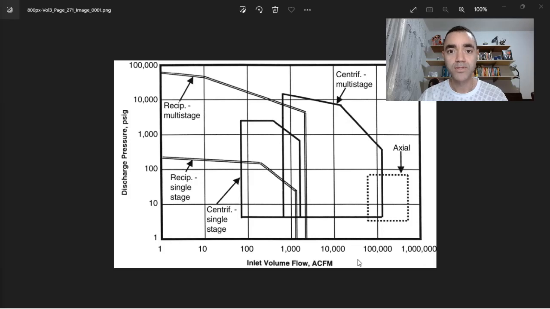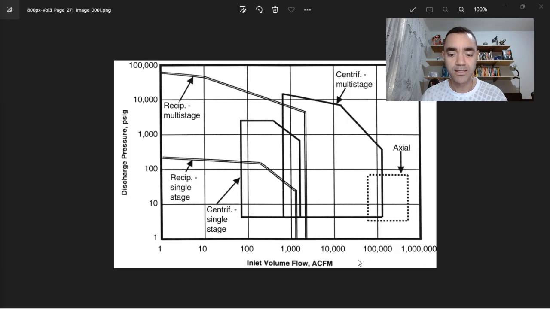Most often on textbooks, we learn that for high flow and low pressure, we should consider dynamic compressors like centrifugal compressors, and for low flow and high pressure, we should consider reciprocating compressors. But what is high flow? What is high pressure? What is low flow? What is low pressure? On this chart, you can have a reference.